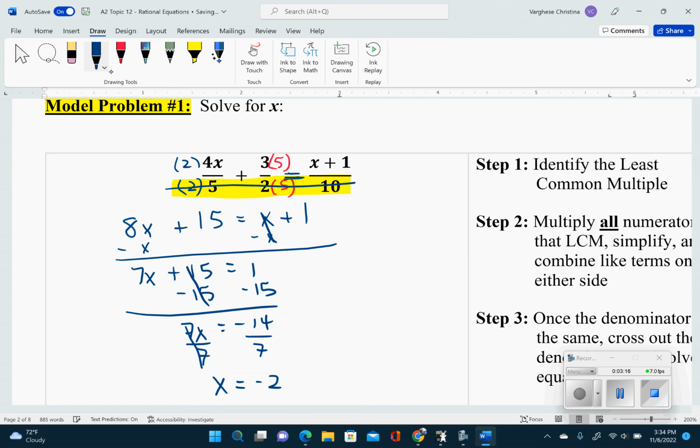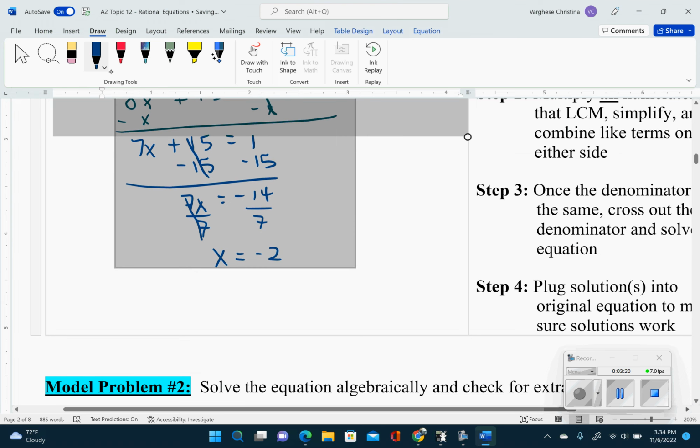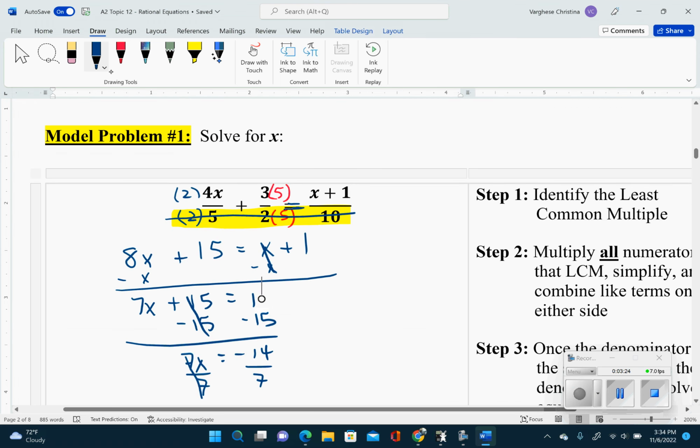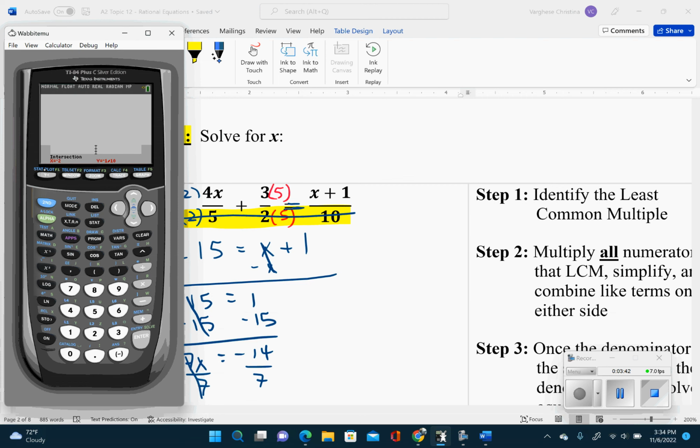Okay. The next thing that we have to do, it says step 4, is plug in the solutions into the original to see that it works. The reason we're doing that is to make sure that we don't have any zeros or undefined on the bottom. Today's Delta Math was about seeing if something is undefined or not. I just want to show you another way to check it. So we do have x is equal to negative 2. So here's another way to check it, okay?